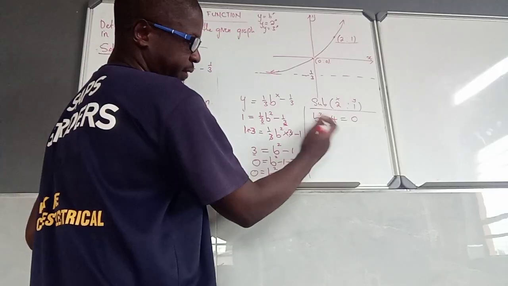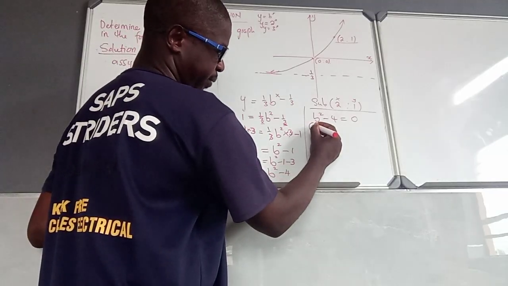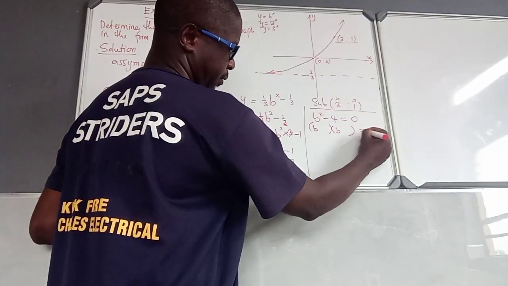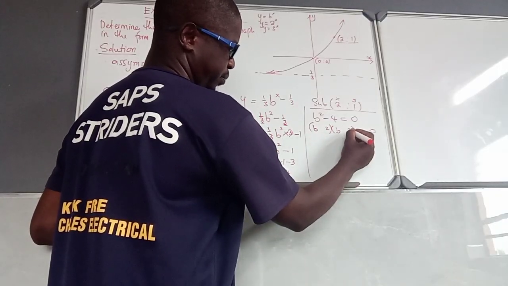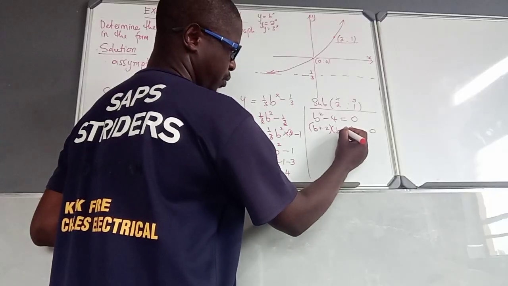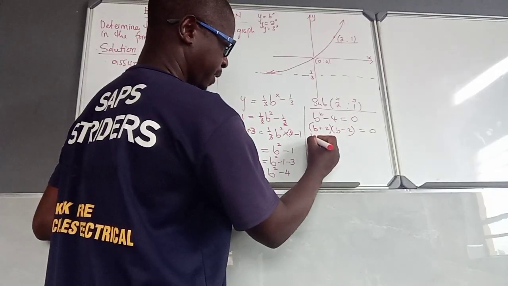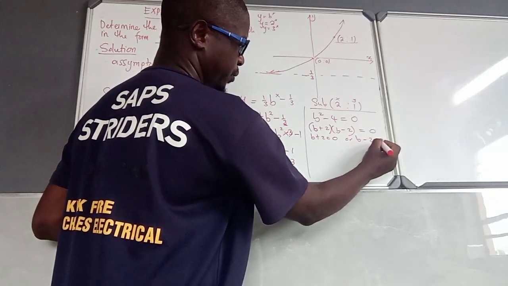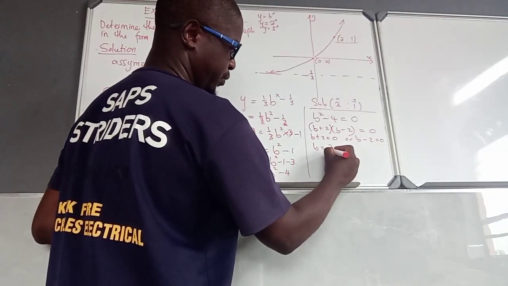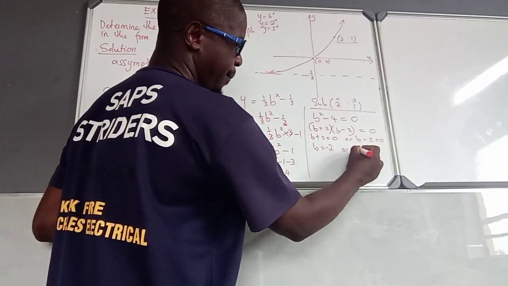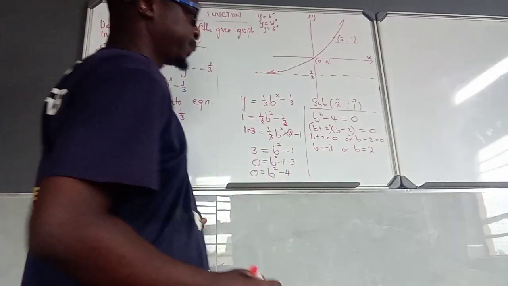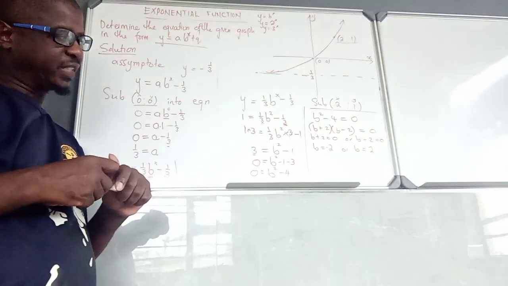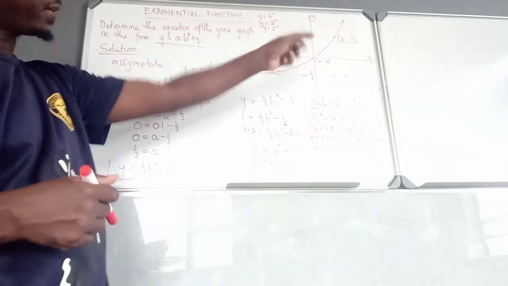Okay, this is the difference of two squares. I can simplify into brackets: b minus 2, b plus 2, is equal to 0, like this. So either b plus 2 is equal to 0 or b minus 2 is equal to 0. So b is equal to negative 2, or b is equal to 2. At this stage now, what it means is I found the value of b.